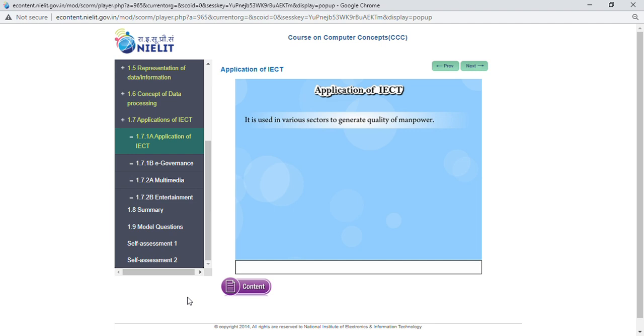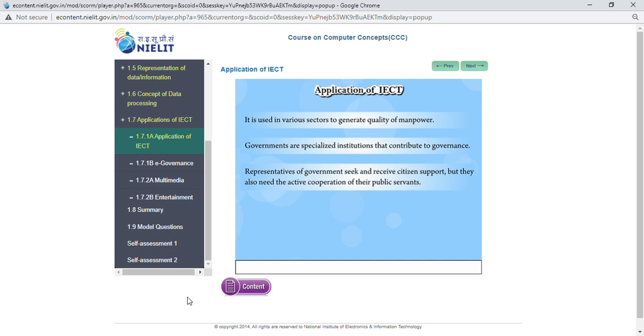It is used in various sectors to generate quality of manpower. Governments are specialized institutions that contribute to governance. Representatives of government seek and receive citizen support, but they also need the active cooperation of their public servants. Governance is the outcome of politics, policies, and programs.